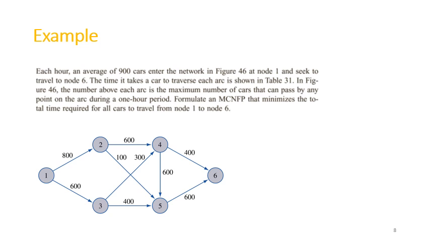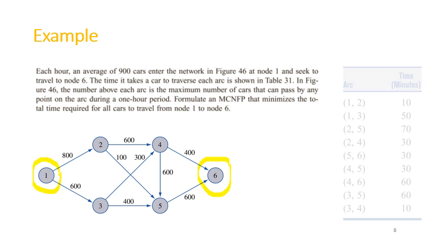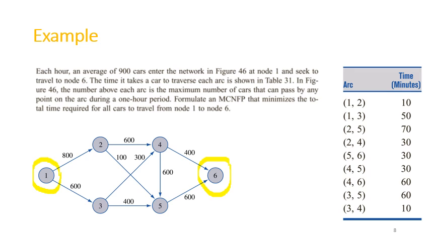Okay, so we have an average of 900 cars entering the network at node 1, and they're all trying to reach node 6. The time it takes for a car to traverse each arc is shown on this table. And then you also see that there are numbers above each arc. So for example here, 100 here means that the maximum number of cars that can pass by arc 2 to 3 during this period is 100 cars. So it's kind of a narrow road, you may think of it.